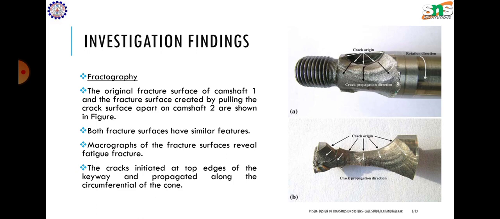In the fractography, the original fracture surface of camshaft 1 is shown in figure A, and the fracture surface created by pulling the cracked surface apart, after grinding the crack, at the cone surface near the keyway, on camshaft 2 is shown in figure B. It can be seen that both fracture surfaces have similar features.